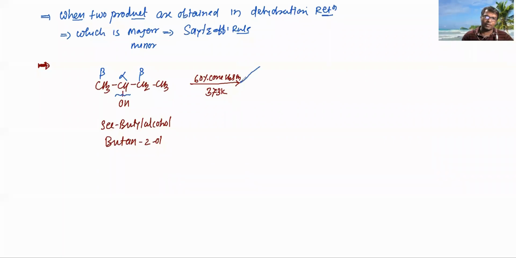Now, the products obtained are of 2 types. One product is eliminated from the more substituted carbon. That beta carbon is called more substituted because here the CH3 group is attached. If we remove the hydrogen from the more substituted carbon atom, we get one alkene, that is CH3CH=CHCH3, which is called but-2-ene.